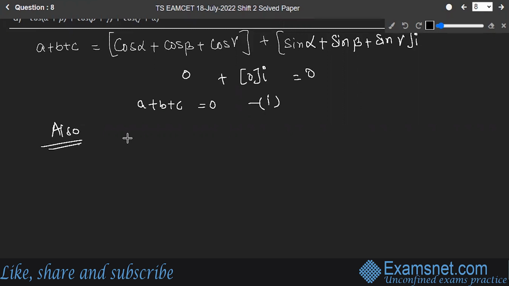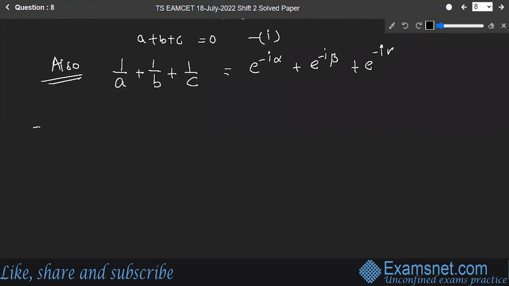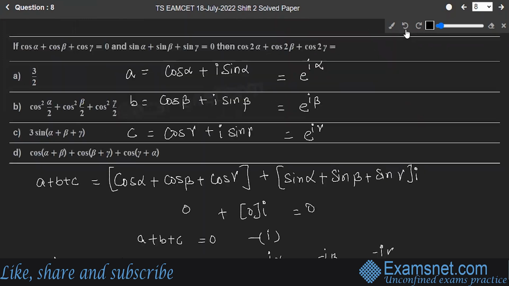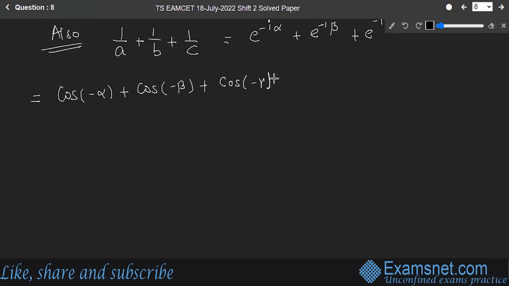Also, let's do 1 upon A plus 1 upon B plus 1 upon C. This is equal to e raised to power minus iota alpha, e raised to power minus iota beta, e raised to power minus iota gamma. So this can be written as cos of minus alpha, minus beta and minus gamma, plus sin of minus alpha, minus beta, minus gamma times iota.